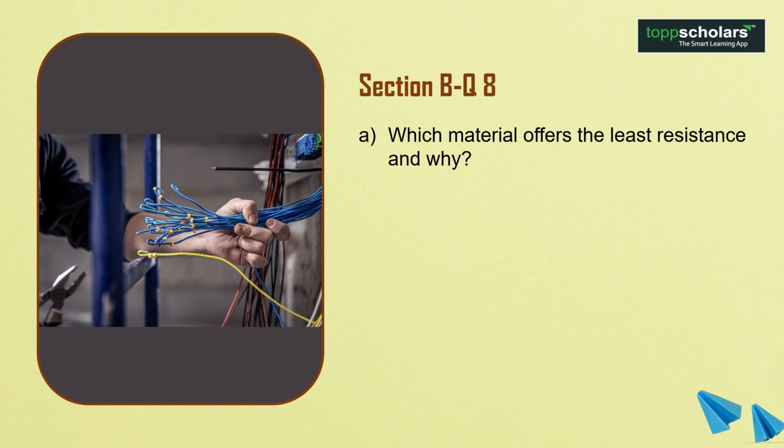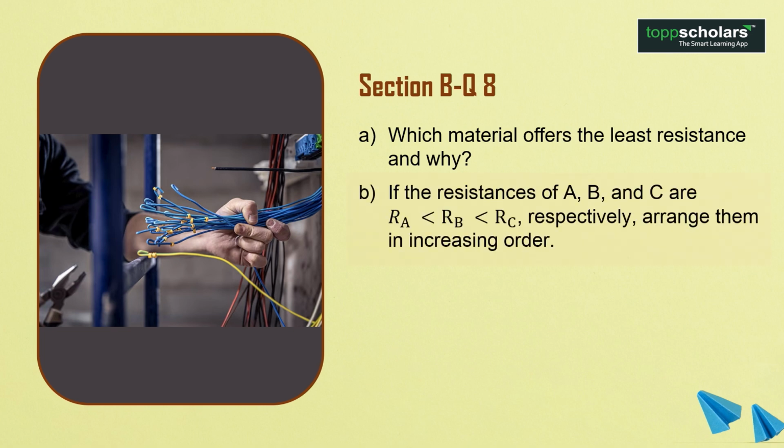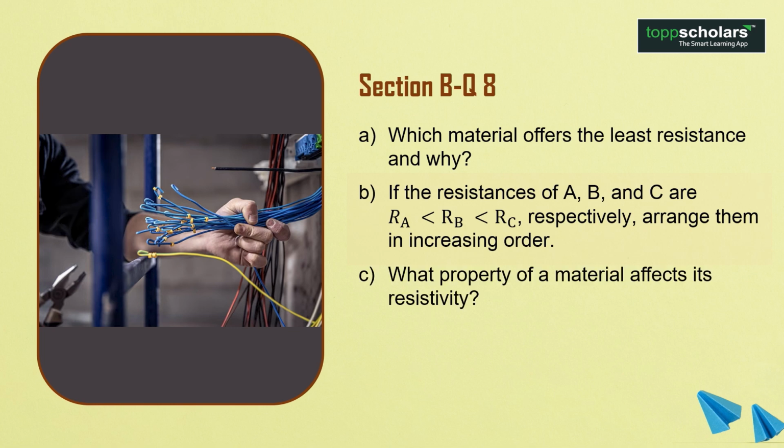The first question says, which material offers the least resistance and why? So if the 3 resistances are RA, RB and RC respectively, arrange them in increasing order. What property of a material affects its resistivity?